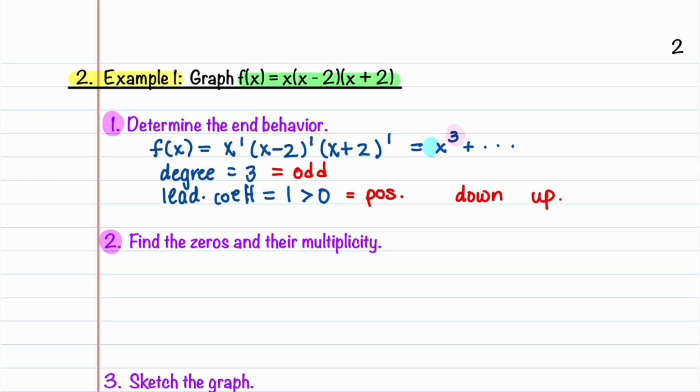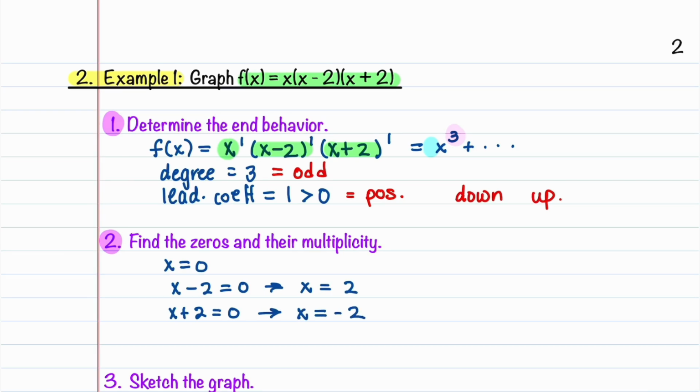Now let's find our zeros and their multiplicities. We're going to find the zeros by setting each factor in our polynomial equal to 0. So our first factor is x, so let's set x is equal to 0. And then our next factor is x minus 2, so let's set that equal to 0. So we have x minus 2 is equal to 0, and that gives us x is equal to 2. And then we'll look at our last factor, x plus 2, and we'll set that equal to 0. So that gives us x is equal to minus 2. So those are our 3 zeros.